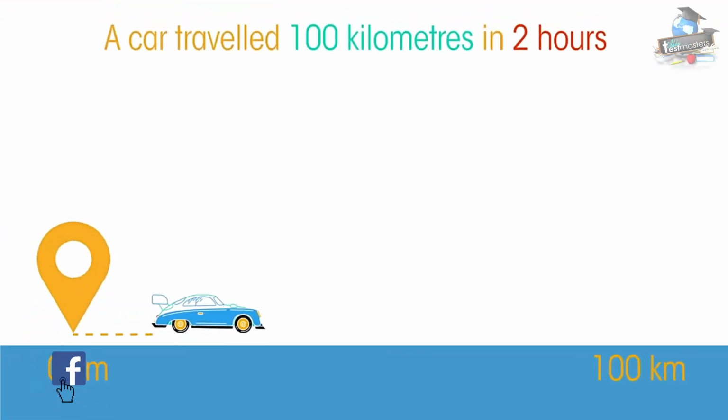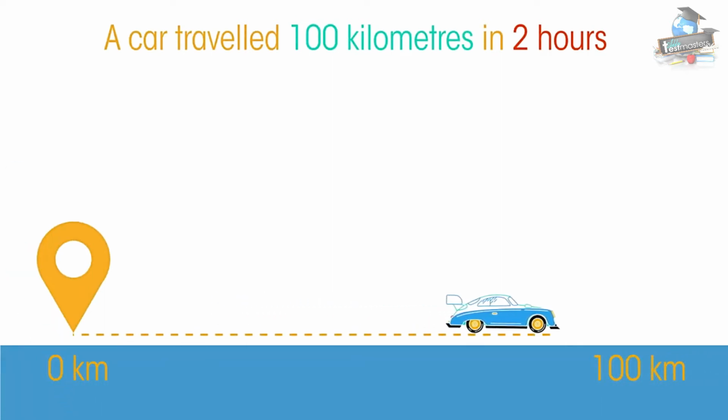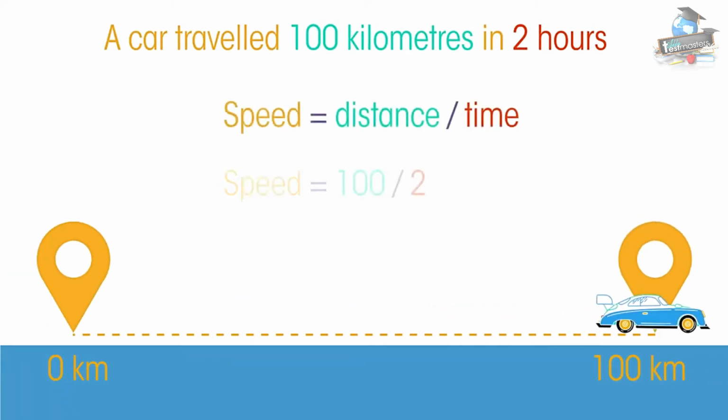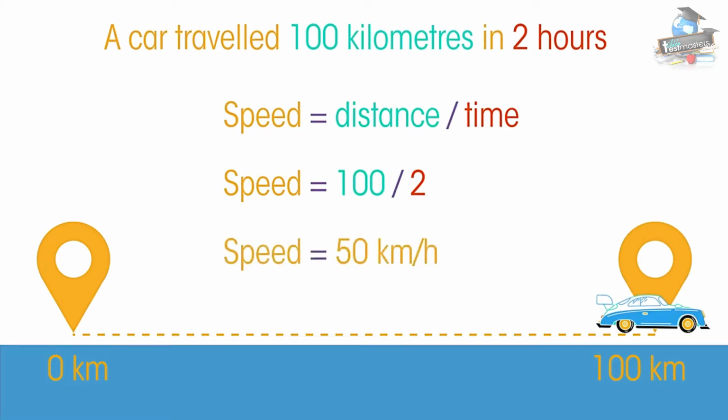Let's look at an example. A car travelled 100 kilometers in 2 hours. What was its speed? So 100 divided by 2 equals 50 kilometers per hour.